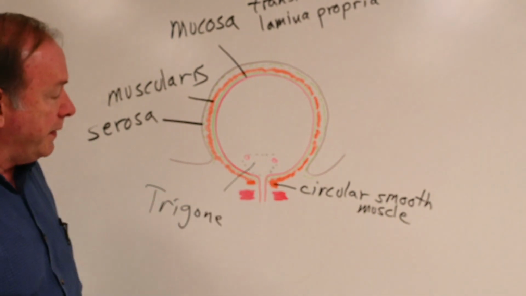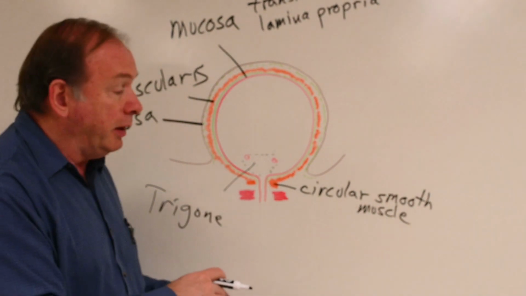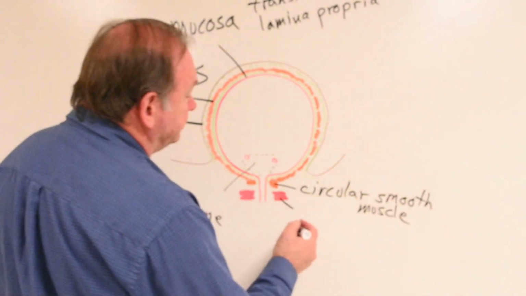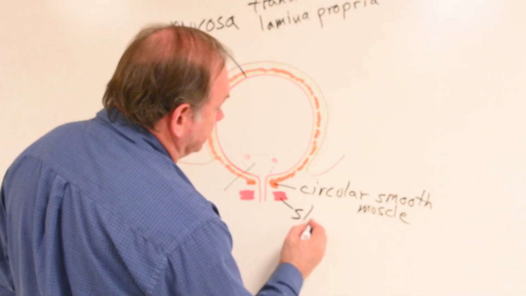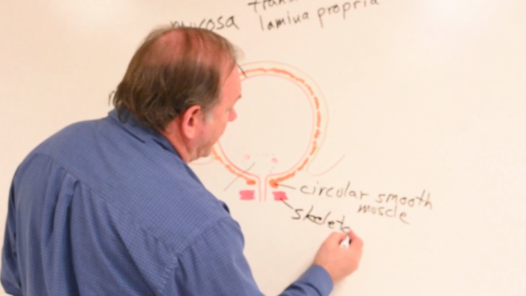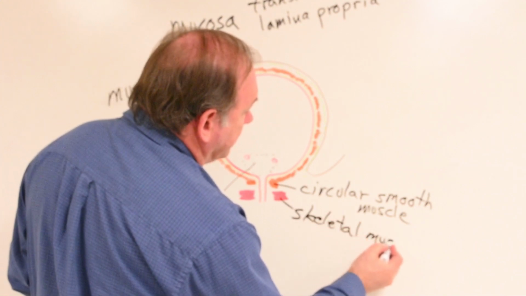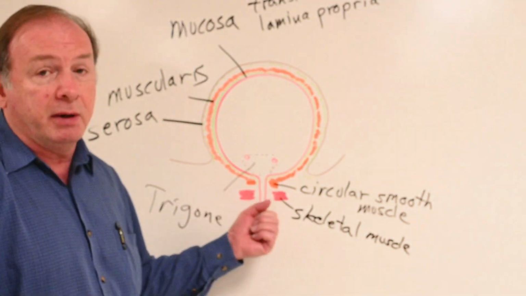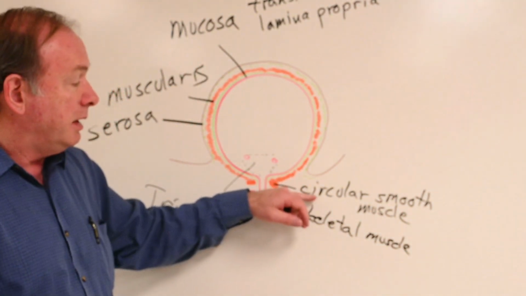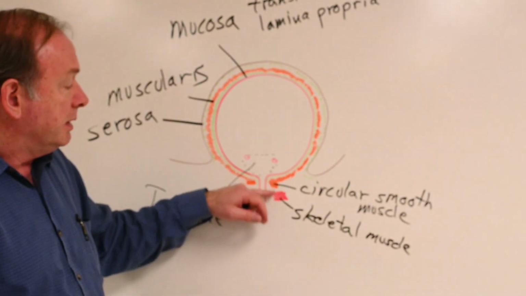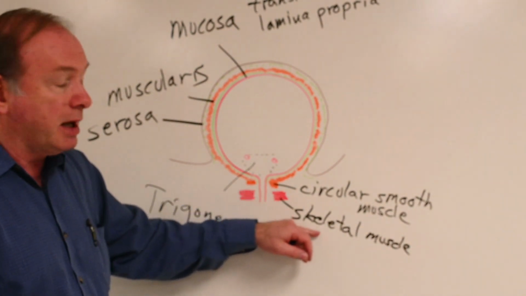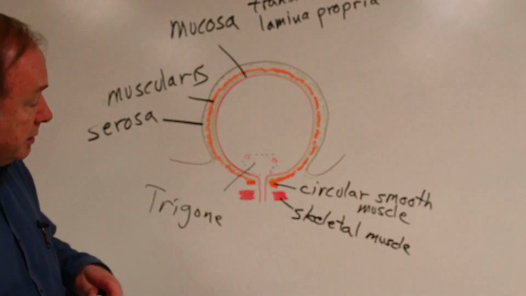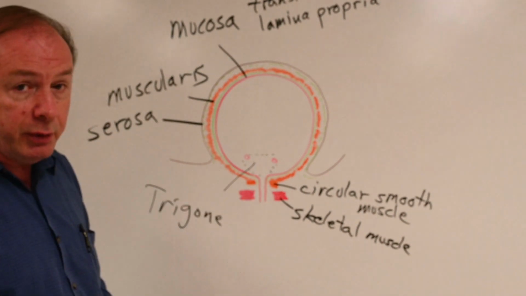Outside of that, beyond that, we have skeletal muscle of the body wall. So this skeletal muscle makes a second sphincter, and this is voluntary muscle. So we have an involuntary inner circular muscle and a voluntary outer skeletal muscle sphincter at the upper part of the urethra, right here.